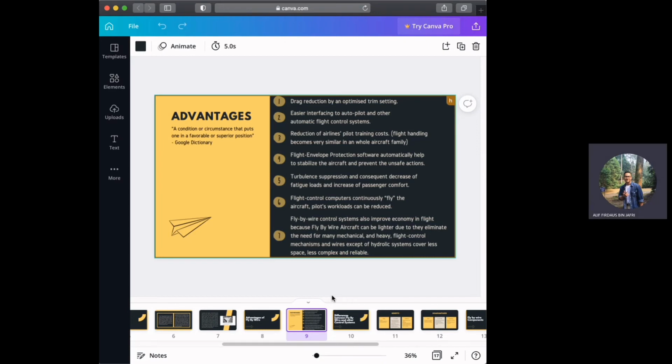Lastly, fly-by-wire control systems also improve economy in flight because fly-by-wire aircraft can be lighter, as they eliminate the need for many mechanical and heavy flight control mechanisms. Wires, compared with hydraulic systems, cover less space, are less complex, and are reliable.